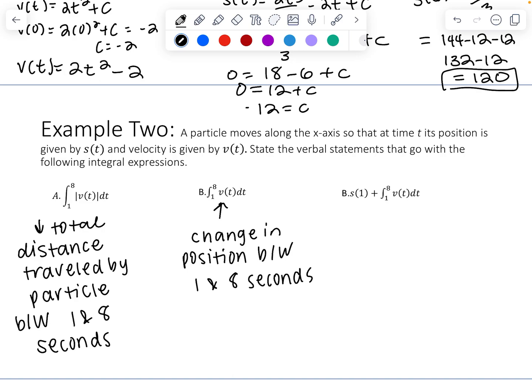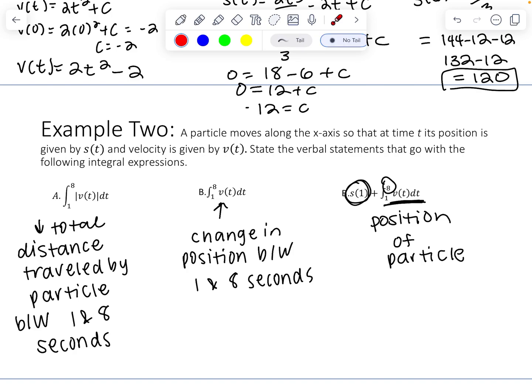And then the last one, this part right here we know stands for change in position, right? And this part right here stands for the initial position. So this is going to be not just the change in the position, but the position altogether of the particle. Because our upper bound is an 8, this tells us the change in position from 1 to 8. This tells us our initial. So this is going to be the position of the particle at t equals 8. So that's just kind of what these mean. A little bit more practice, we'll do a couple more examples.